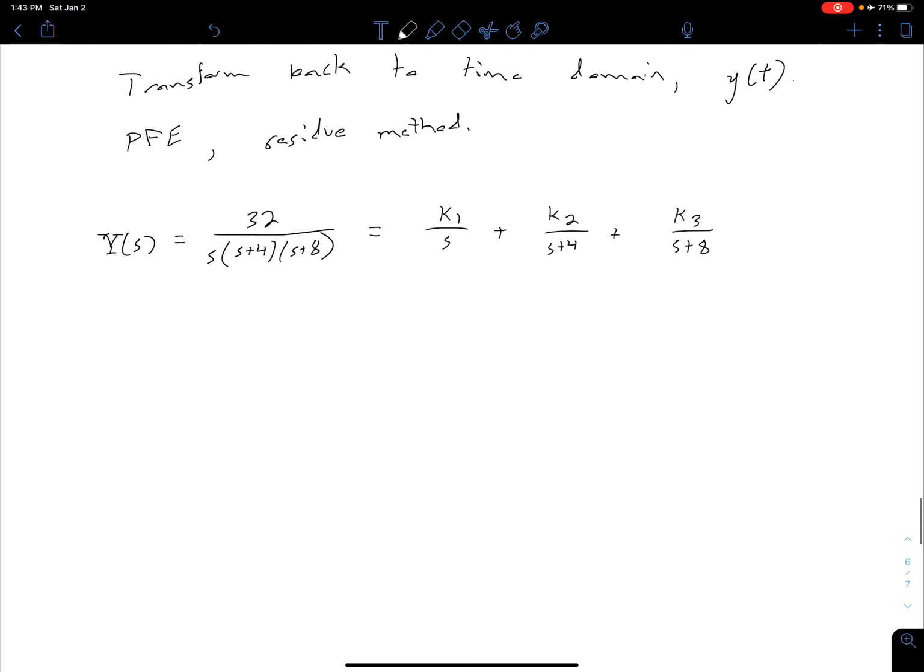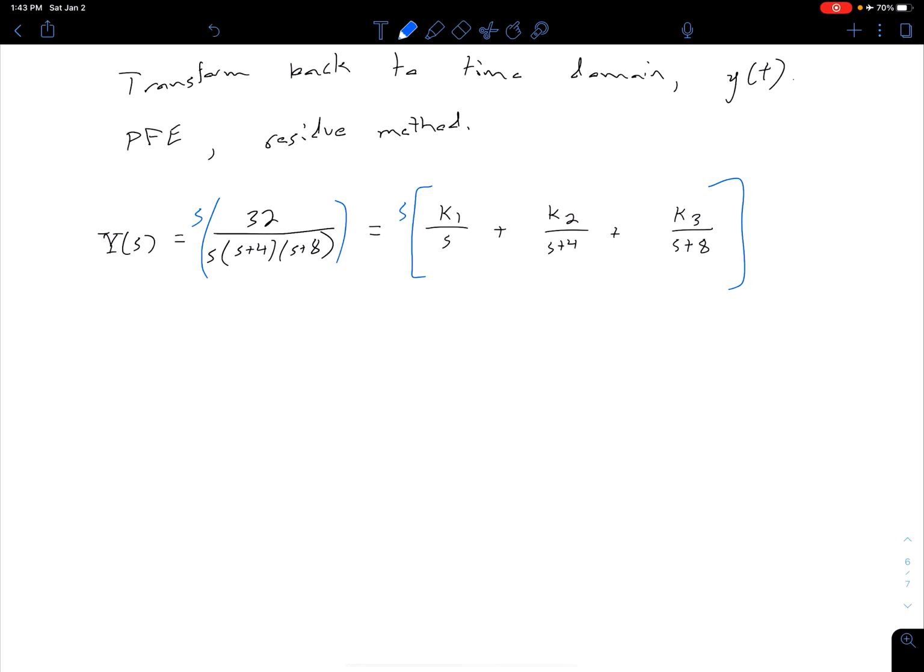So let's look at how we find k1. So the idea is we're going to multiply both sides by s. So we're going to multiply this by s, and we're going to multiply everything over here by s. And so what that's going to do is we see our s's are going to cancel out here on the left. Our s is going to cancel out for this k1 term, but we're going to have an s multiplying the second and third terms. So what we can do is we can then evaluate at s equals 0. And what that does is that causes these second and third terms to go to 0. And what we're left with then is just k1.